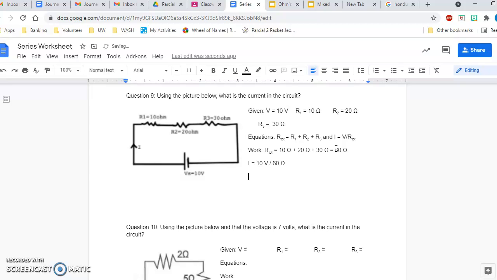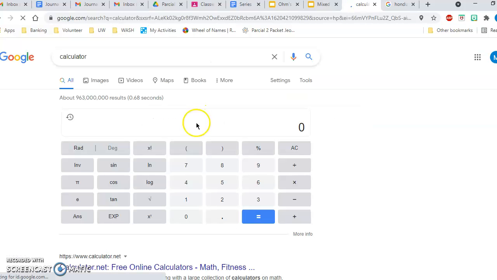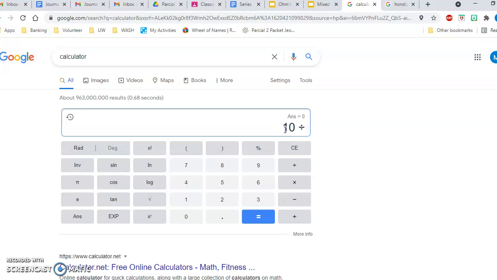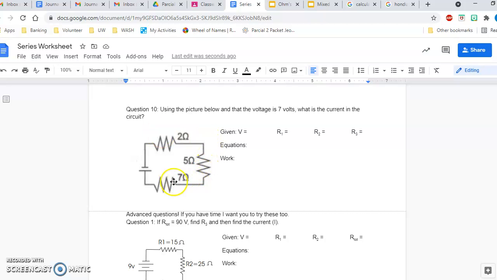Now, we might know this fraction in our head. We might be able to do it by hand. Just to double check though, let's use a calculator for 10 divided by 60. I'm guessing it's 0.125, but let's see. I'm going to go calculator, 10 divided by 60. 0.166. I was a little bit off on my guess, so we're going to say 0.166. We'll round up to 0.167, and amperes is what we measure our current in. So that is how we find our current when we have multiple resistors in a series or in a line.